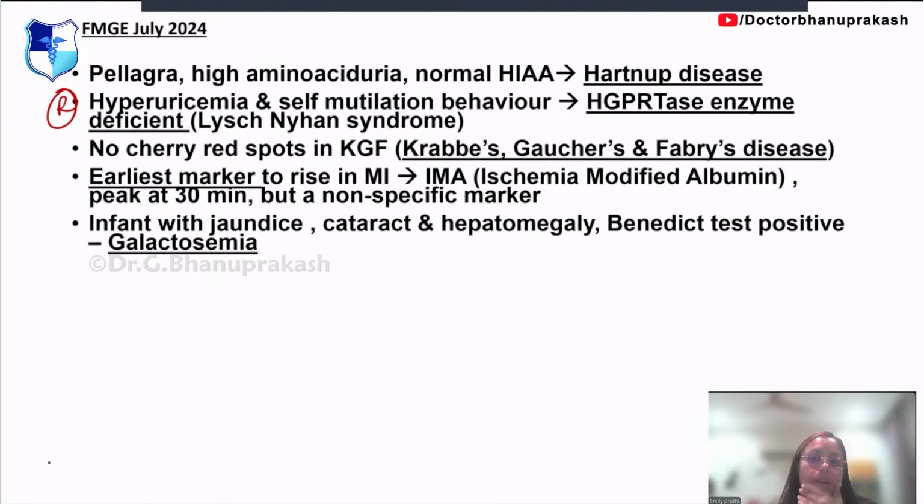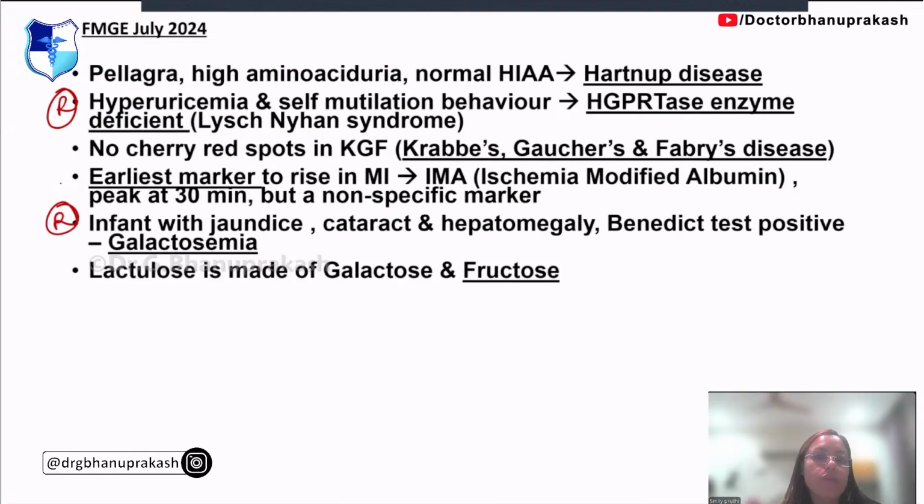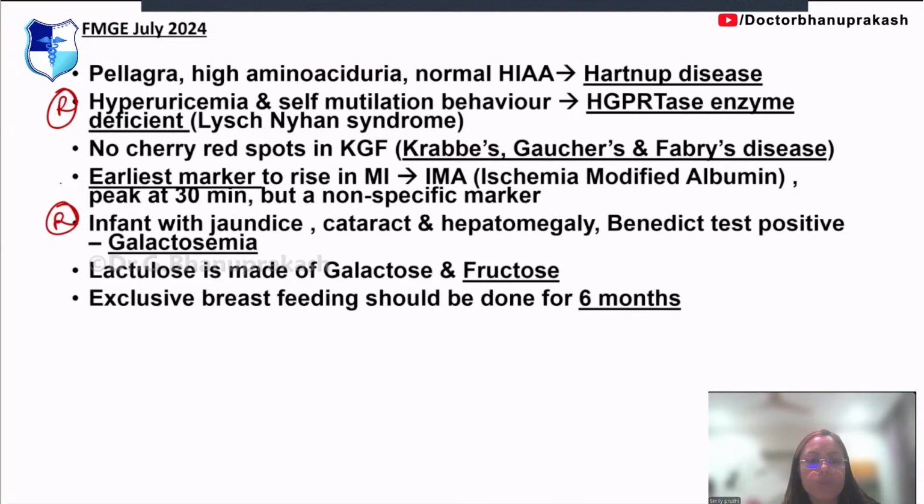Infant with jaundice, cataract, hepatomegaly, Benedict's test positive. Galactosemia, again a repeated question. Lactose is made up of galactose and glucose. Exclusive breastfeeding should be done for 6 months.